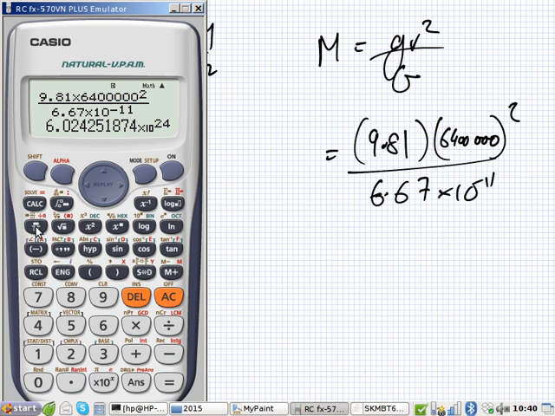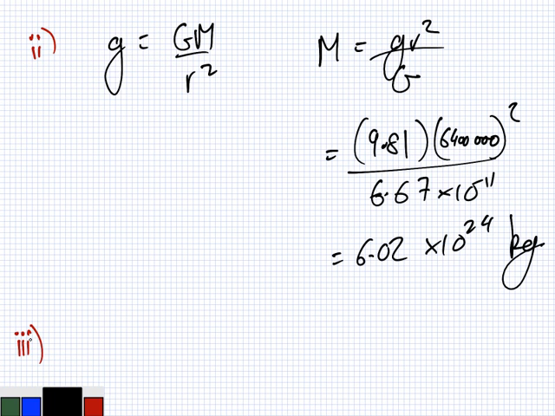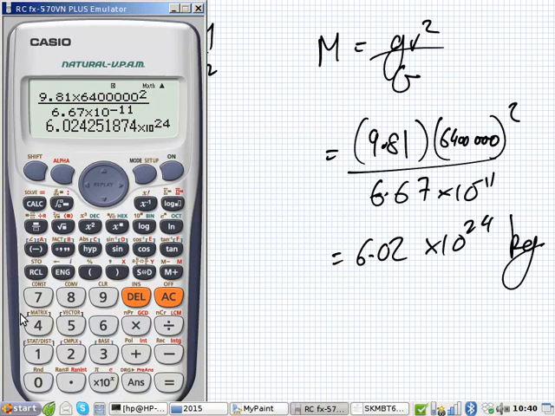9.41. I got 6.02 times 10 to the 24. 6400000. Yep. That's weird, man. I don't think I've typed in anything wrong there. No. 6400000.